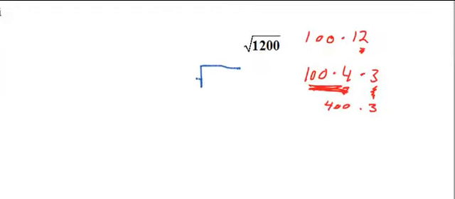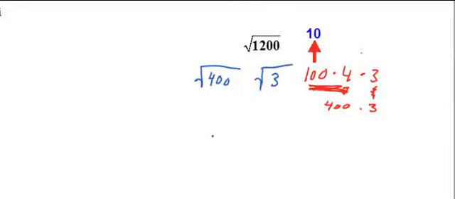So, perfect square factors and whatever's left. We said 400 was the largest perfect square factor, and 400 times 3 equals 1,200. What's the square root of 400? Well, you probably don't know that one off the top of your head, but you could use your calculator, and you wind up with 20 times the square root of 3.